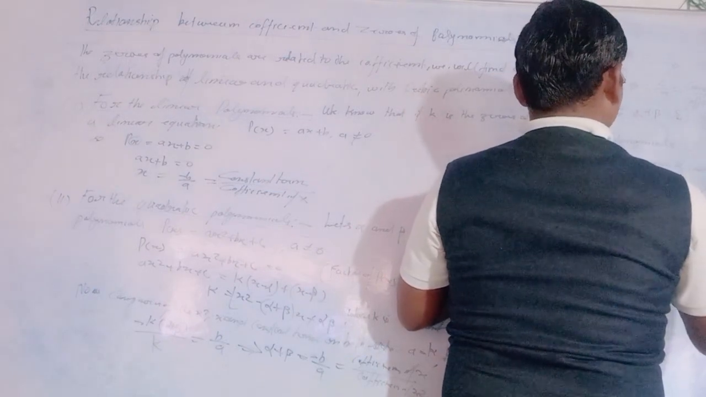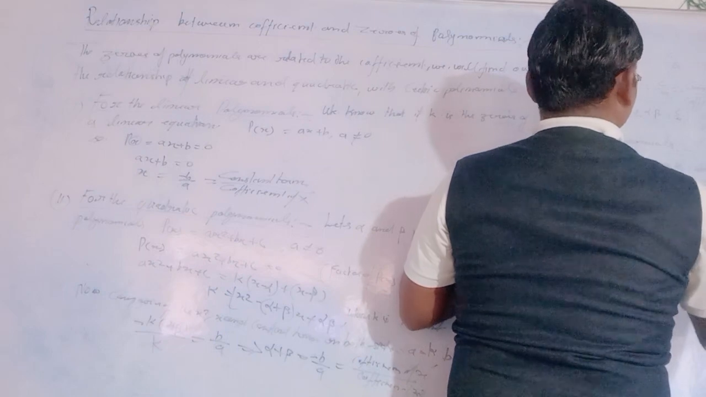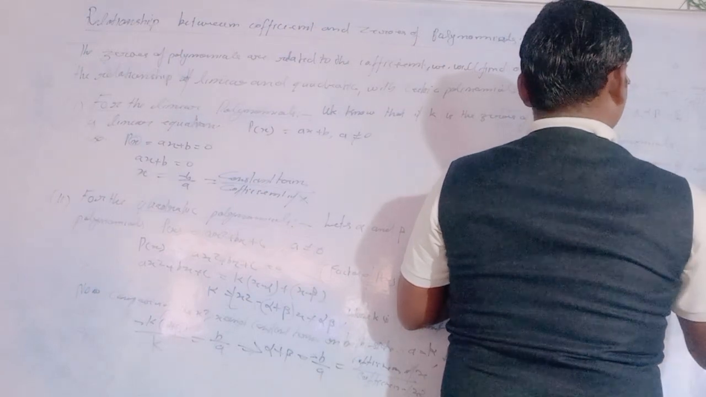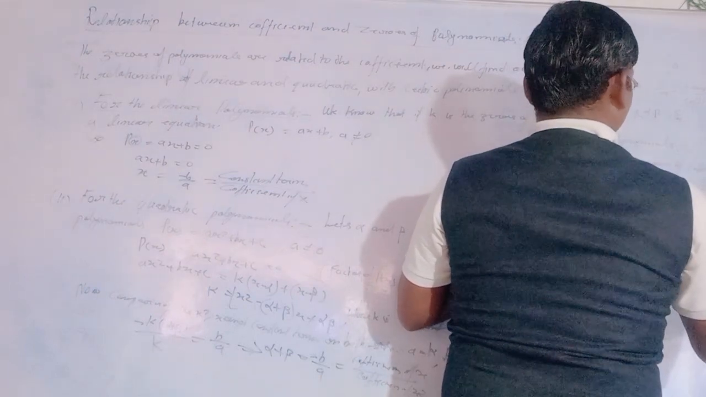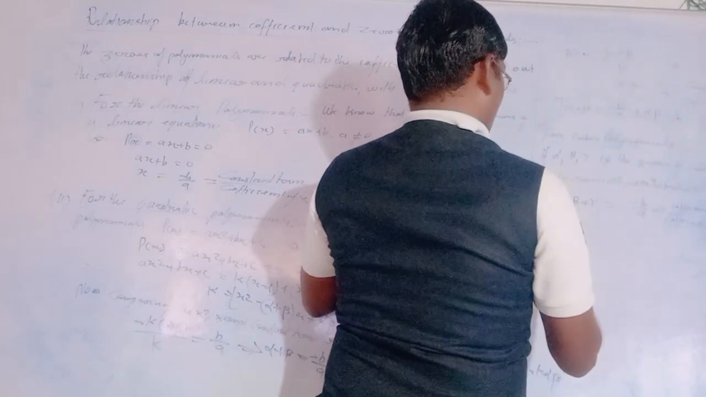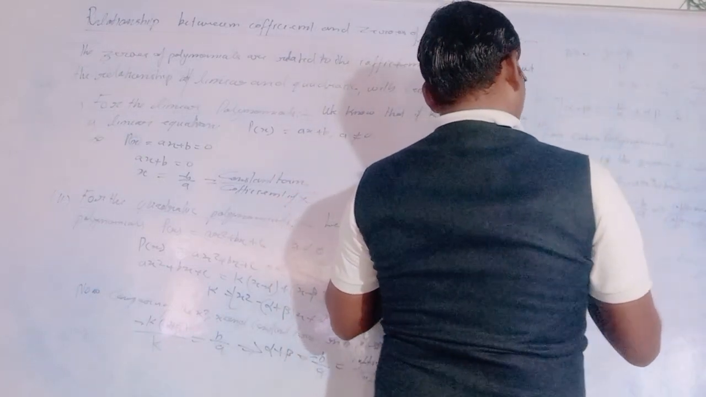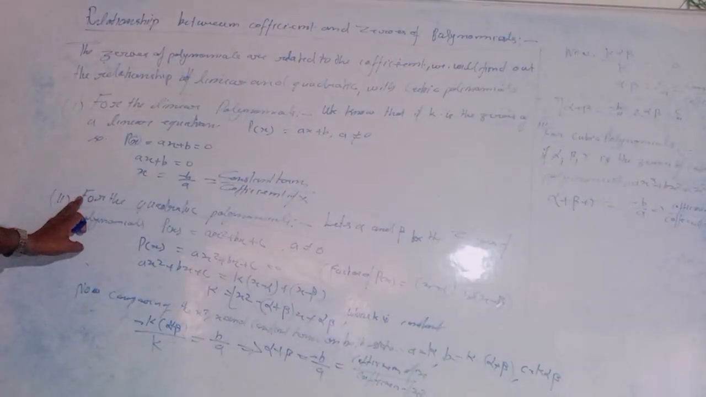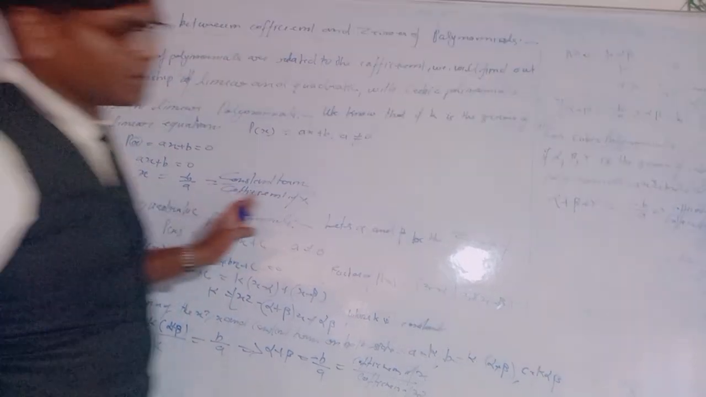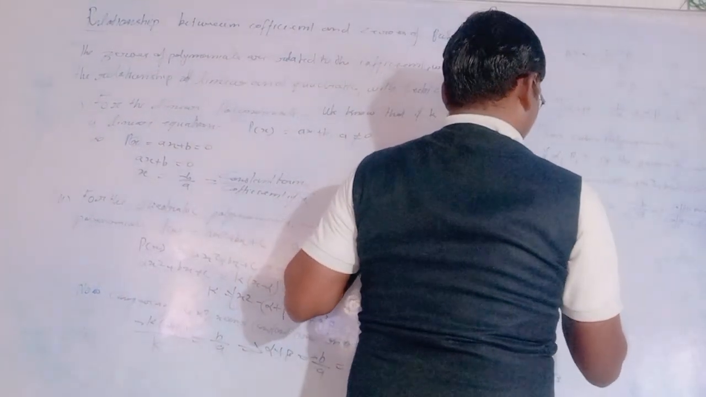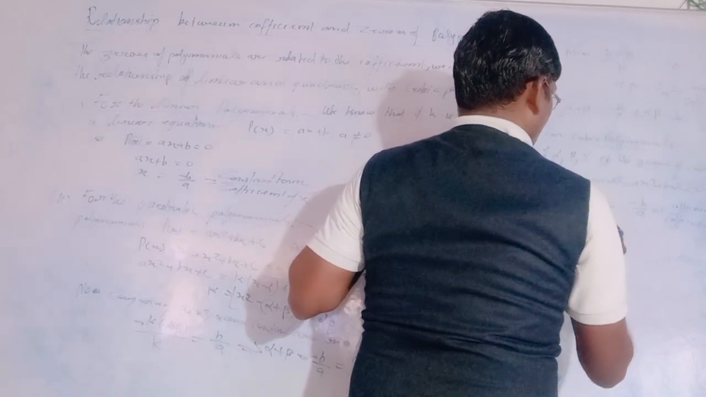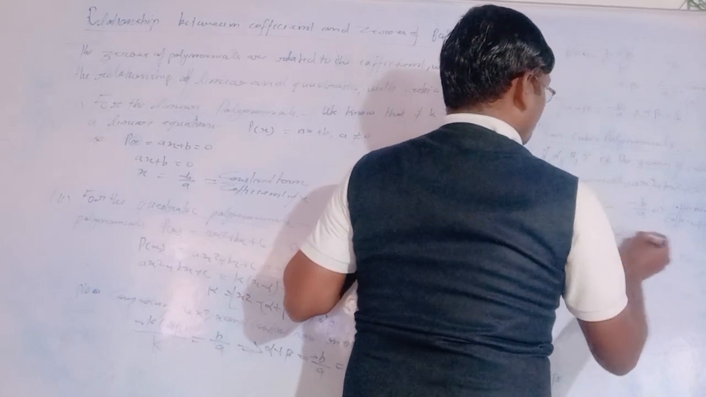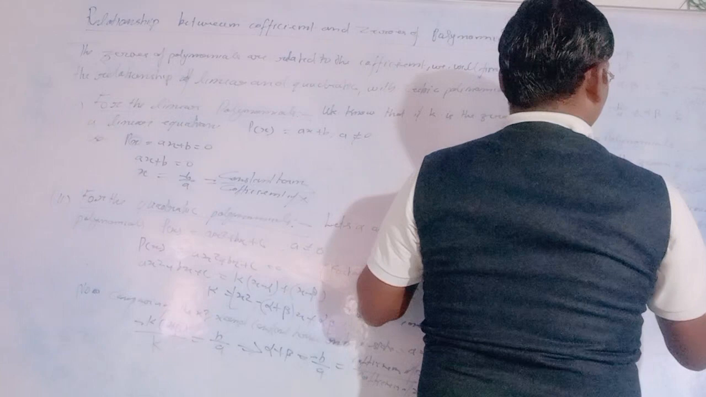That is minus b by a, the coefficient of x square upon the coefficient of x cube. Okay, then alpha into beta into gamma. Second term, we will get alpha plus beta plus gamma is minus b by a first. Alpha into beta plus beta into gamma plus gamma into alpha is equal to c by a.